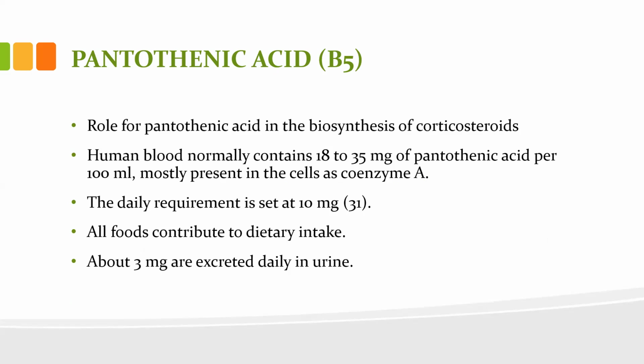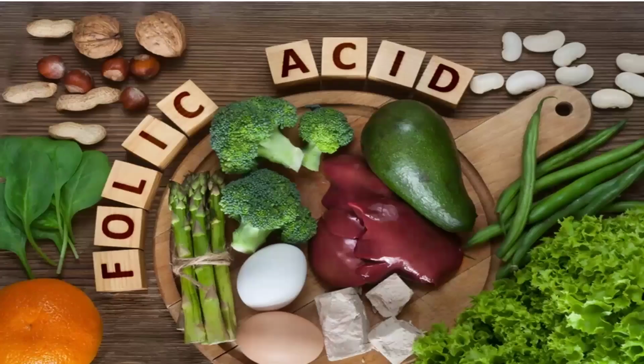The human blood normally contains 18 to 35 milligrams of pantothenic acid per 100 ml, mostly present in the cell as coenzyme A. The daily requirement is set at 10 milligrams. All foods contribute to dietary intake, and the pantothenic acid about 3 milligrams. It is excreted daily in urine.